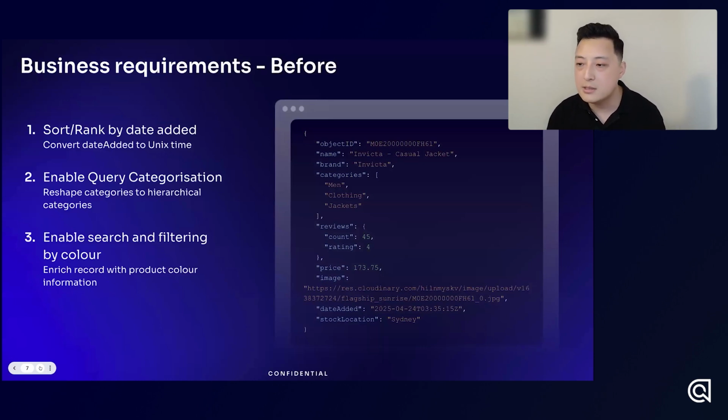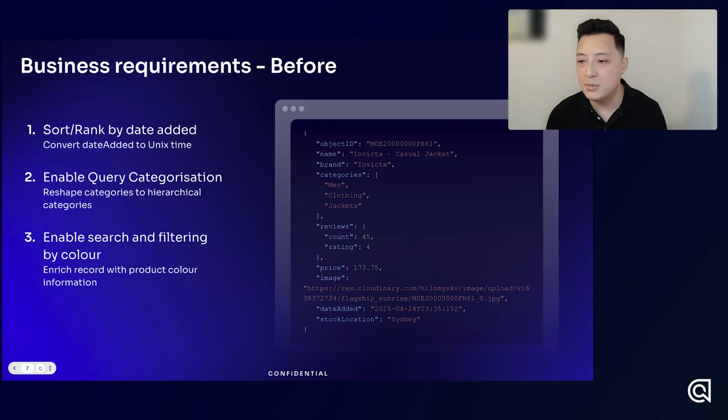So let's take a look at some of the business requirements that you might have received from the business team. These are some common examples. On the right side, we have an example record. This just represents a jacket, and you can see there are some very simple attributes here like name, brand, date, and things like that. The business team might have said, we want to be able to sort and rank by date added. In an e-commerce sense, this might represent a newness attribute. In a non-e-commerce sense, this might be something like a date published attribute.